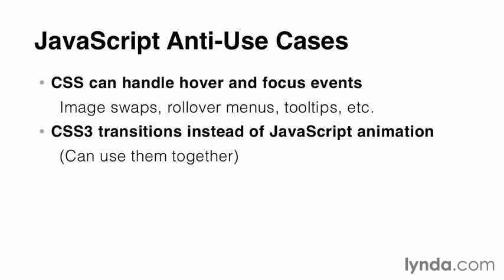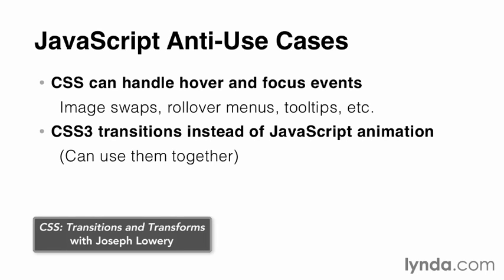So if there's a situation where you need to be able to click something and have it animate, then you can use JavaScript in combination with CSS3 transitions to give you very smooth, performant animations that'll work on pretty much any web platform. If you want to learn more about that sort of thing, there's a course here on lynda.com called CSS, Transitions and Transforms.